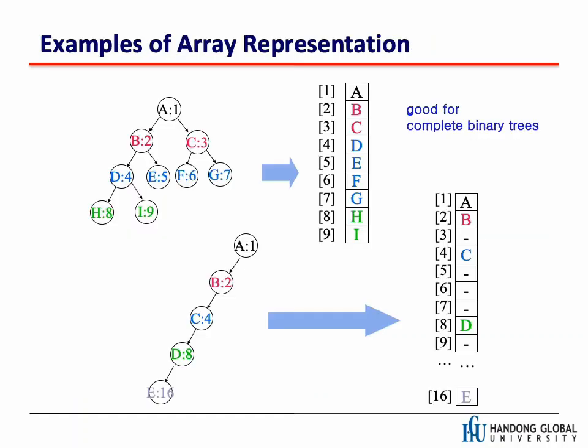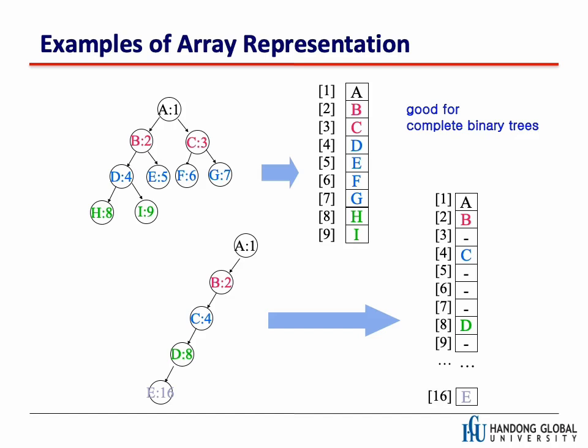Okay, in this slide we have 2 examples of array representations. The first one is a complete binary tree, and the second one is a skewed binary tree. When it is a complete binary tree, then it is perfect. From the first element to the 9th element, we can represent all the nodes. But if it is a skewed binary tree, then we need lots of empty cells. Basically we have only 5 nodes, but it goes from 1 to 16, with lots of empty cells.